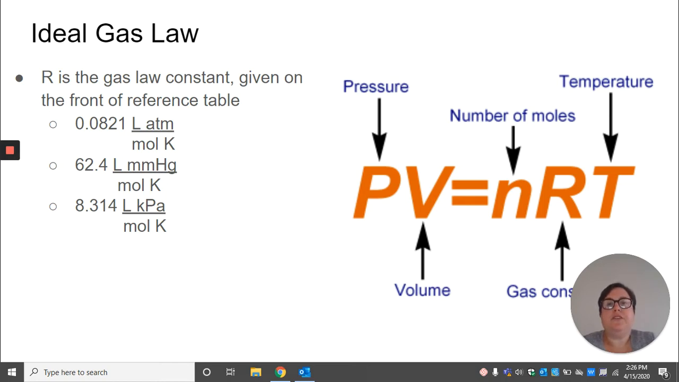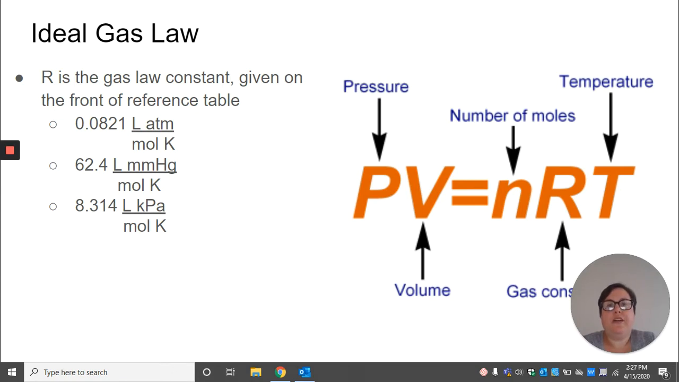Now, it's important that you understand what all the letters represent. Remember, that's given to you on page 3 of your reference tables as well. P is for pressure. V is for volume. N seems a little funny, but that's for moles. R is the gas law constant, and we'll get to that in a second. And T is for temperature.